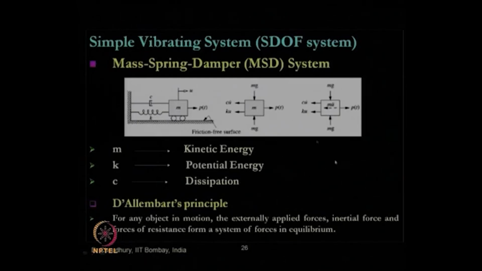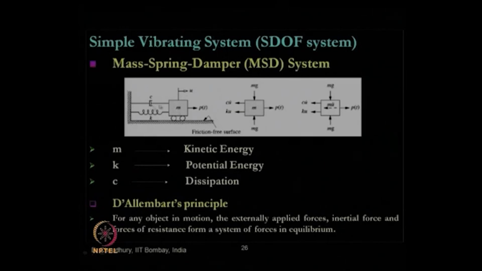Then we come to the simplest form of a vibration system, that is, the simple vibrating system, which is nothing but a single degree of freedom system. We have learnt what degrees of freedom are. Single degree means it will have only one degree of freedom, and how do we represent that? The simplest form of a simple vibrating system is represented through a mass spring damper system, or MSD in short, that is, the mass spring damper model or mass spring pot model, which is represented through this picture.